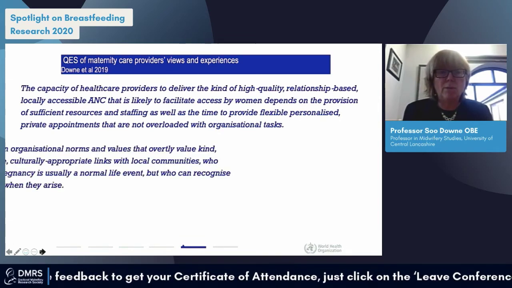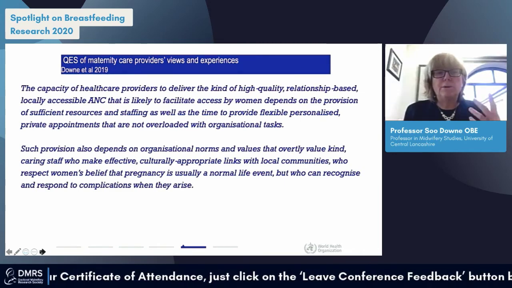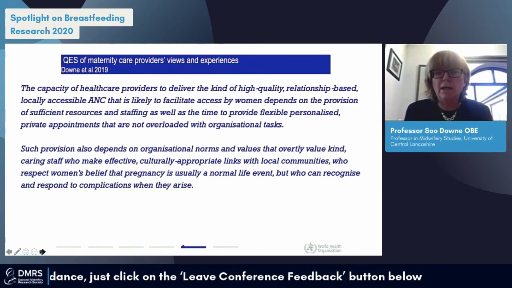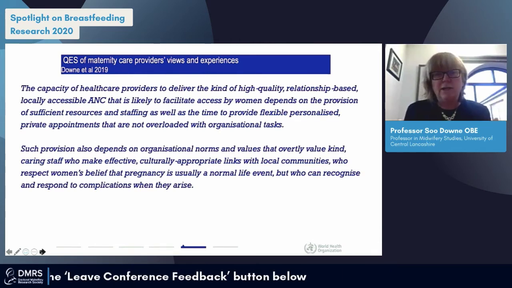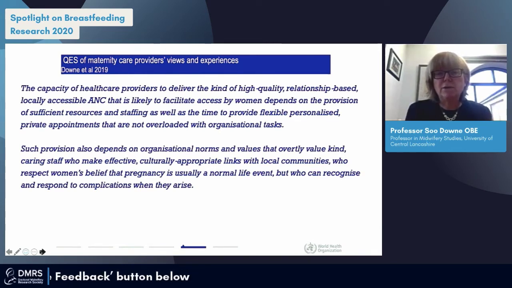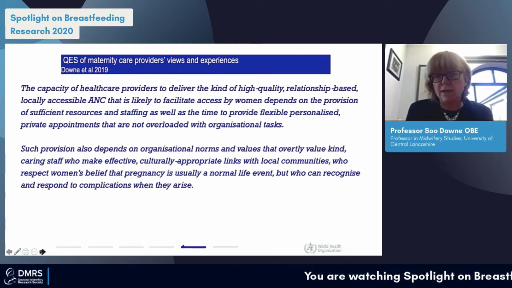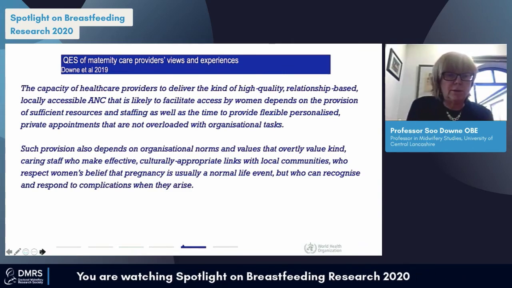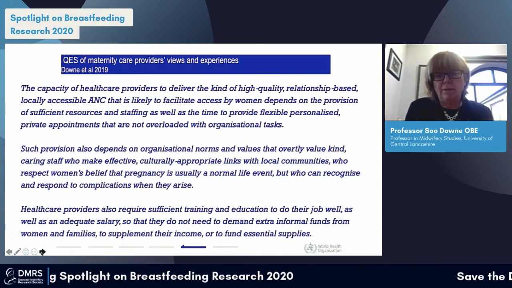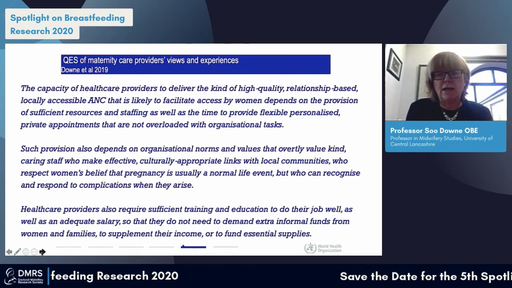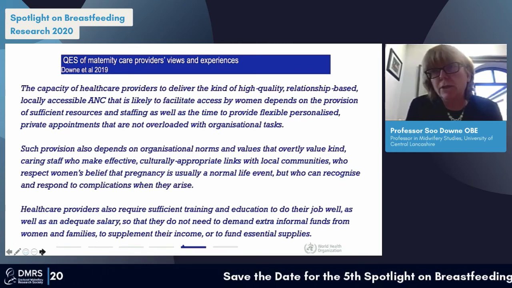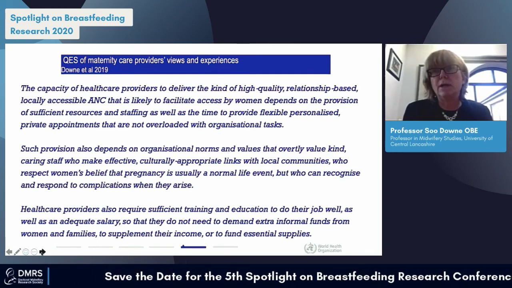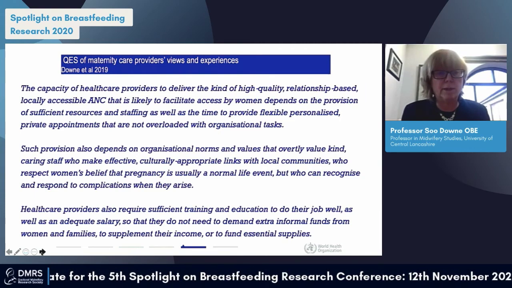But what might be more important, or as important, is we also were able to say such provision depends on the organizational norms and values that overtly, explicitly value kind, caring staff who make effective, culturally appropriate links with local communities, who respect women's belief that pregnancy is usually a normal life event, but who can recognize and respond to complications when they arise. Now, this is the piece that most organizations miss. But we were saying, and we still say, this is critical. And then obviously training and education and salary are all important. Particularly salary is important in low-income countries because one of the reasons why health professionals demand backsheesh and bribes from women is because they're not paid properly.